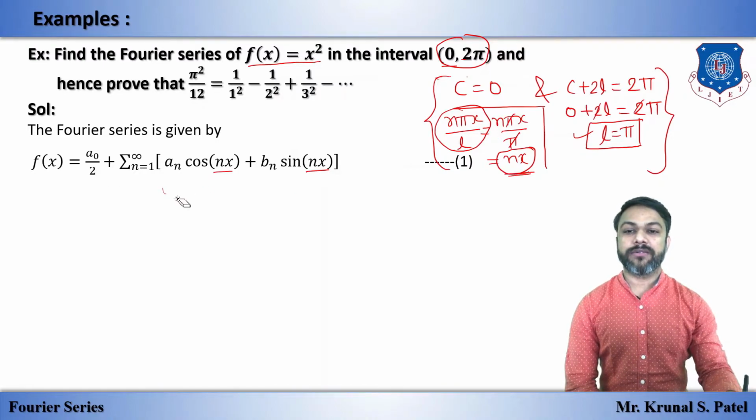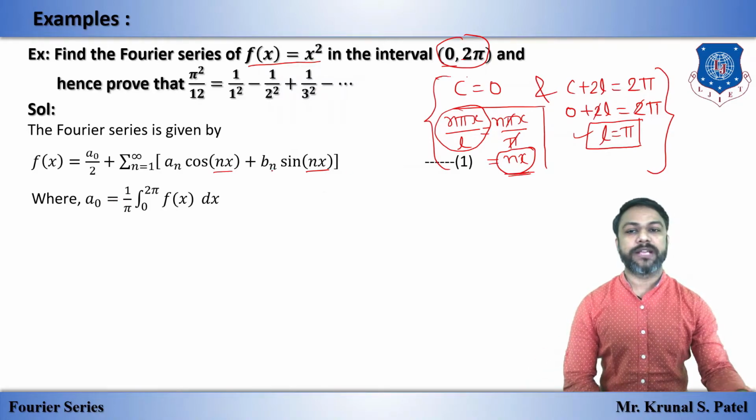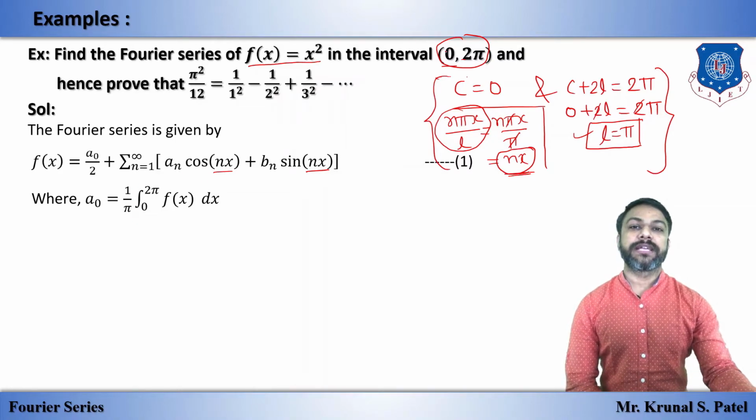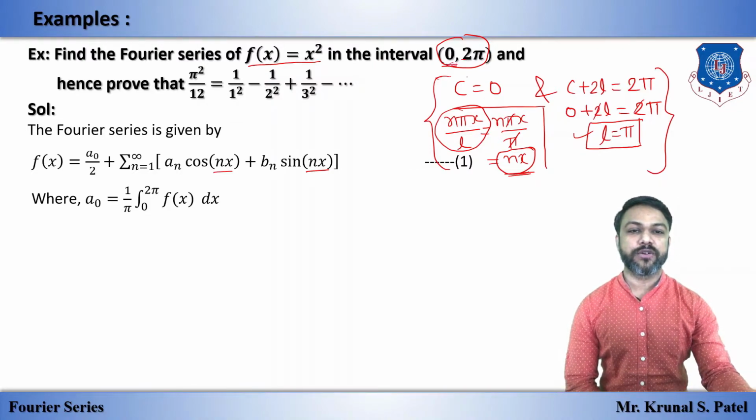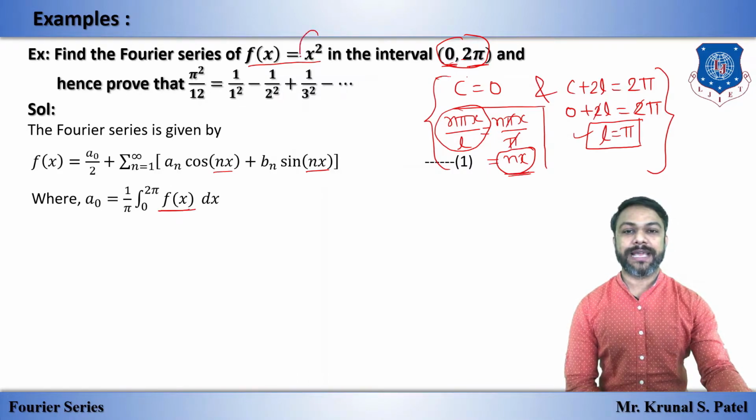Now first start with a0. What was the formula? 1 by L, and we have L equal to pi, so we use 1 by pi integration. The interval is 0 to 2 pi, because in the formula it is given c to c plus 2l, but here c is 0 and c plus 2l is 2 pi. So 0 to 2 pi f of x dx. Now substitute the value of f of x, which is x square.